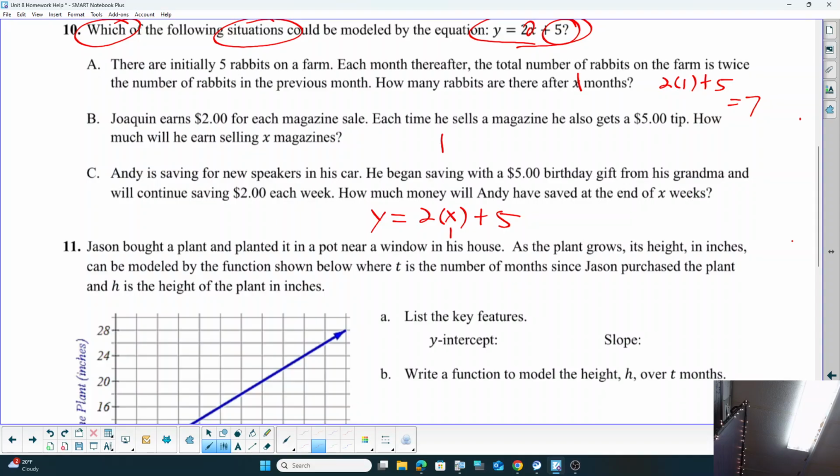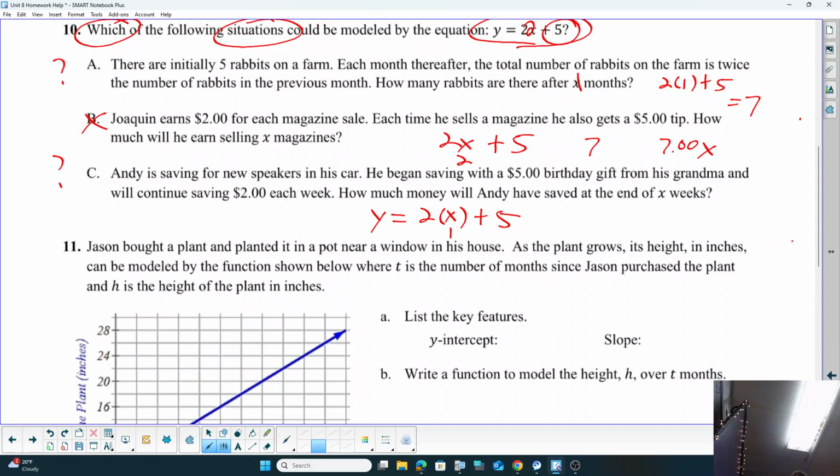So really, you plug in 1, and you do get $2, so we could say 2x, plus a $5 tip, so you plug in 1, and you get 7. You plug in 2 magazine subscriptions, and you get your $4, plus 5 more. But this says each time he sells a magazine, he gets a $5 tip. So really, each time he sells a magazine, he's getting $7. So really, that should be 7x. So I don't think this one works. I'm not sure about those two.